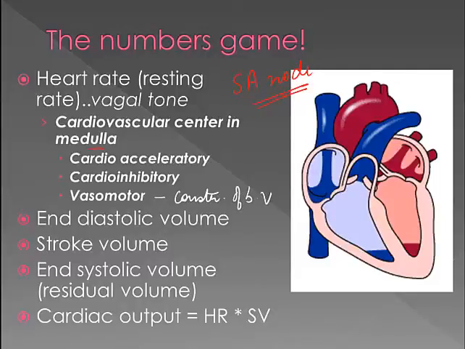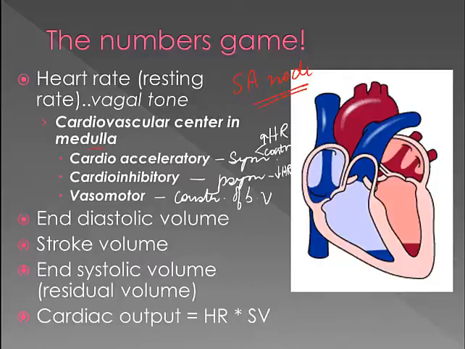The acceleratory center is under control of the sympathetic nervous system. The cardioinhibitory center links up with the parasympathetic nervous system. And so the sympathetic nervous system will both increase the heart rate as well as increase the contractility of the ventricles. The parasympathetic only has an effect on the heart rate, and it decreases the heart rate.